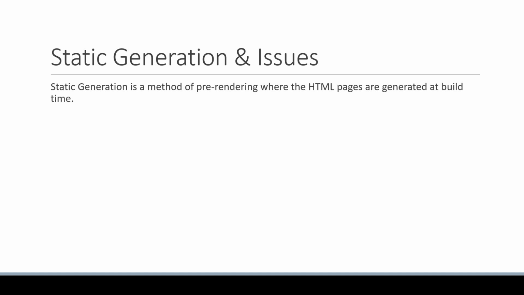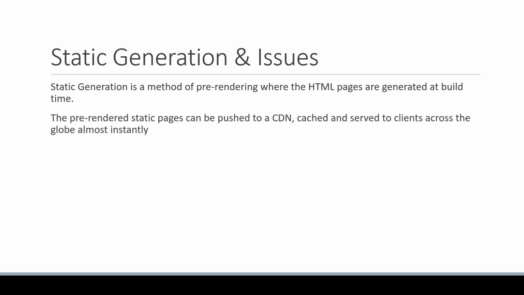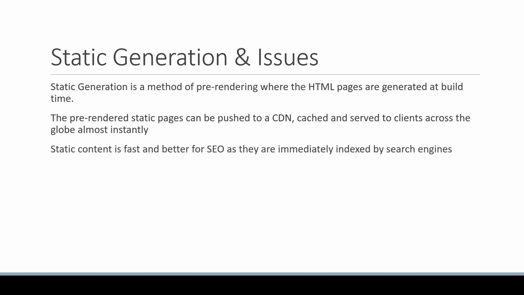In the previous 10 or so videos, we learned about static generation in Next.js. Static generation is a method of pre-rendering where the HTML pages are generated at build time. The pre-rendered static pages can be pushed to a CDN, cached, and served to clients across the globe almost instantly. Static content is fast and better for SEO as it is immediately indexed by search engines.